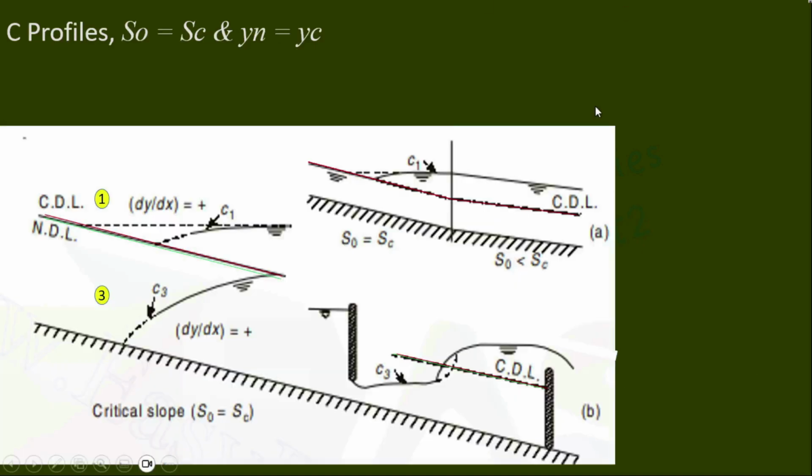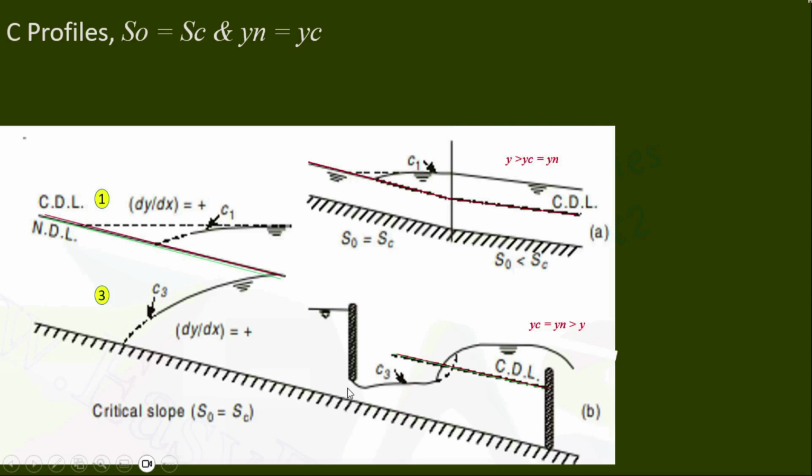Now see the practical examples. Here you can see that the C1 profile is starting from zone 1 where dy/dx is positive. Here you can see that the slope is changing. Because of the slope change from zone 1, the water surface depth is increasing. That means it is a backwater curve. Similarly, when y is less than yc equal to yn, the flow profile is starting from zone 3 and the flow depth is increasing in the direction of the flow where dy/dx is positive.